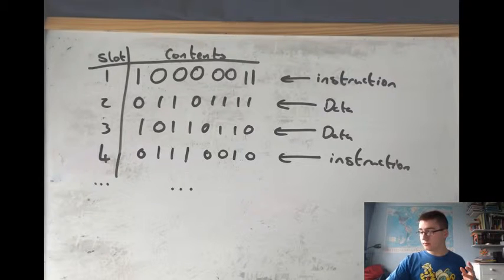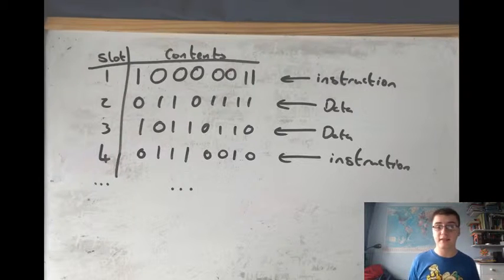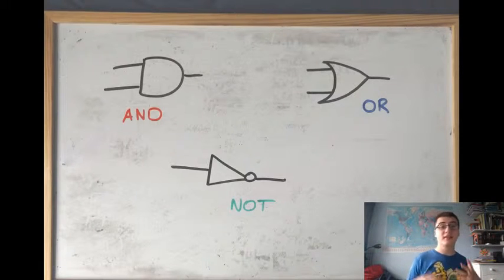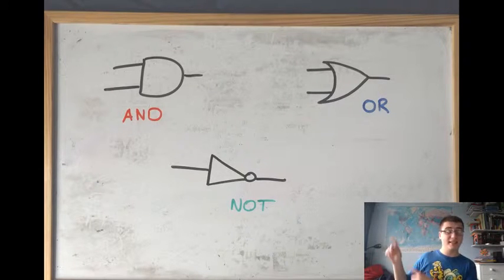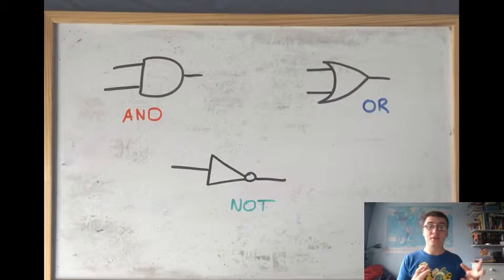The way computers work is they use logic gates, and there are three main logic gates that need to be known, and those are the AND gate, the OR gate, and the NOT gate. I'm not going to explain what they all do at the moment, but if you click the AND gate, it will take you to my video on how binary works.